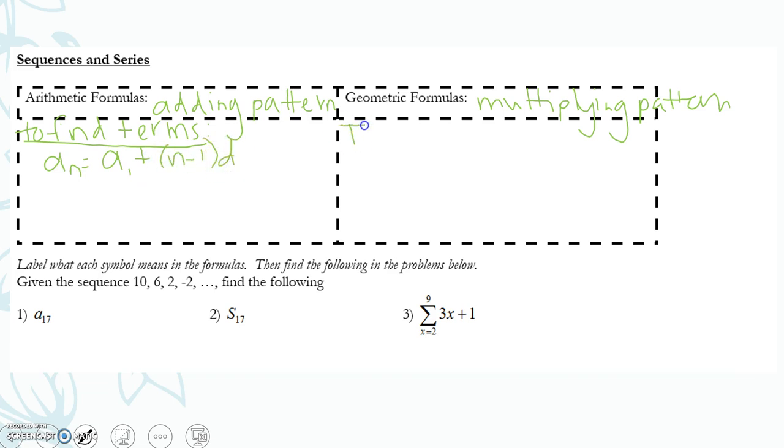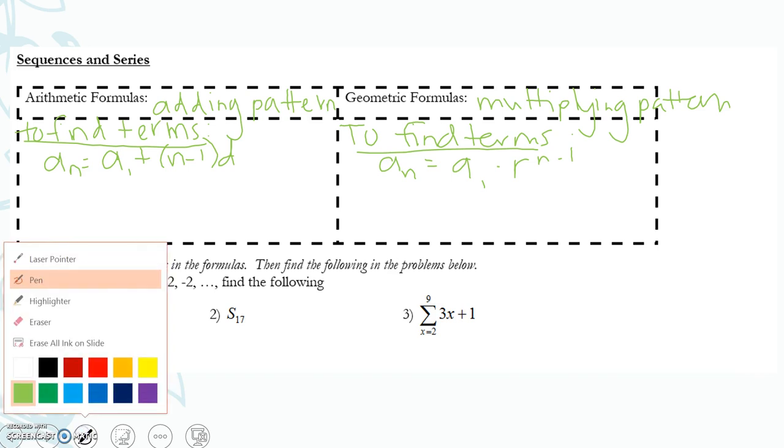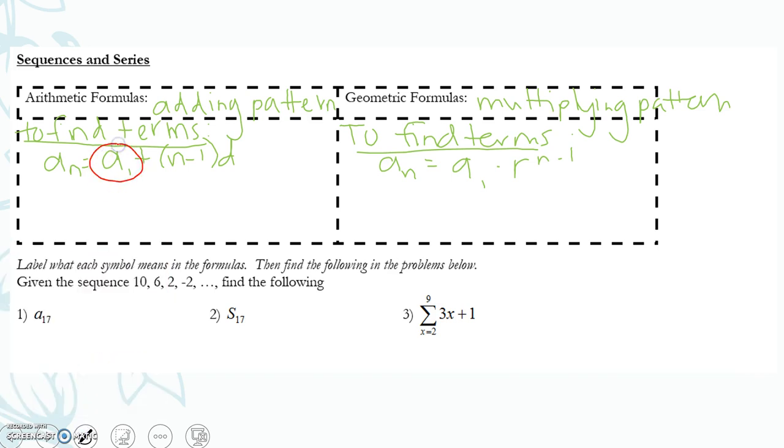To find terms in geometric, you need to know to use this formula. So to review what each of these symbols mean, I'm going to tell you what they are, but if you do not know what they are, you need to write it on your own paper. So A1 stands for the first term.